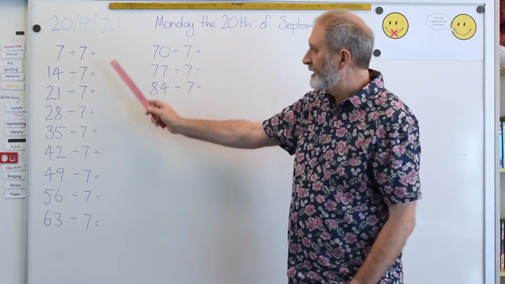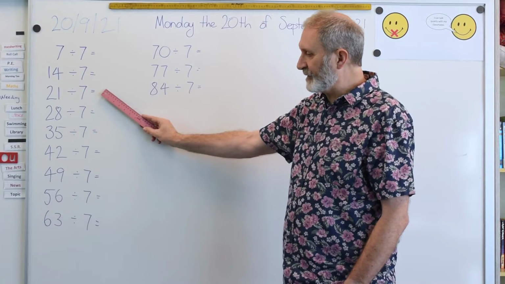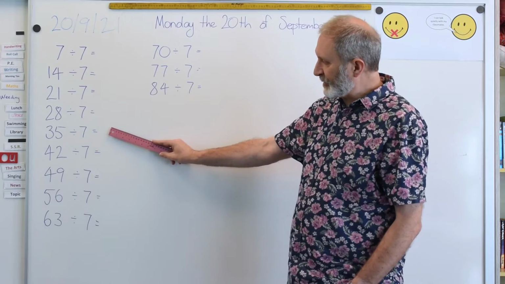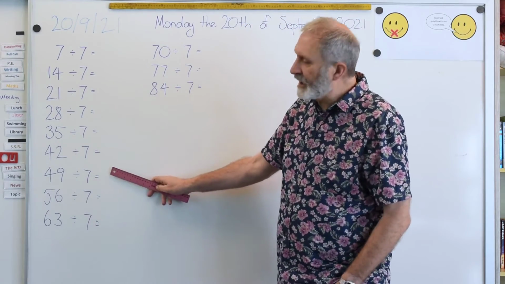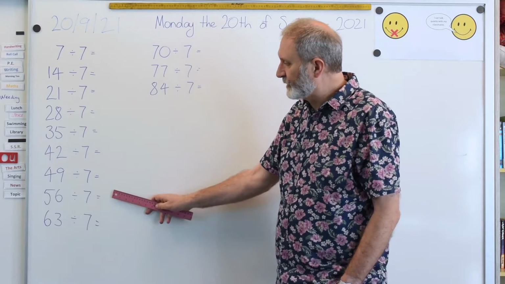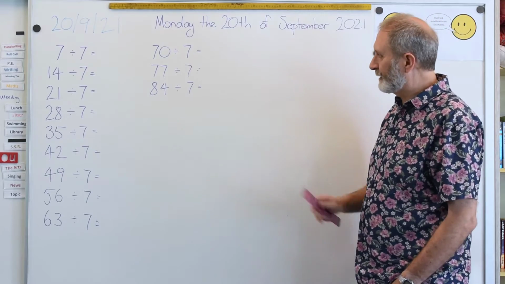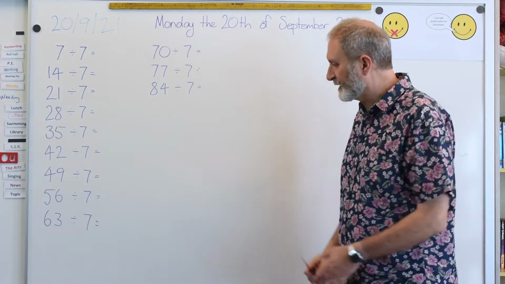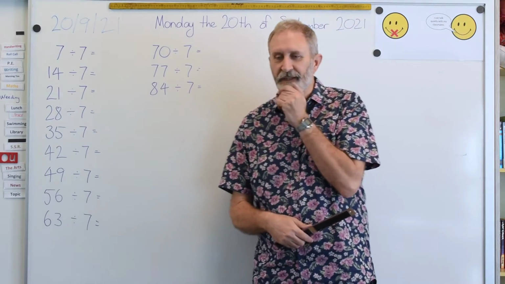7 divided by 7 is 1. 14 divided by 7 is 2. 21 divided by 7 is 3, 28 divided by 7 is 4, 35 divided by 7 is 5. 42 divided by 7 is 6. 49 divided by 7 is 7. 56 is 8. 63 is 9. 70 is 10, 77 is 11, 84 is 12. I don't even need to do any talking, that's good. Alright, now that was in order.